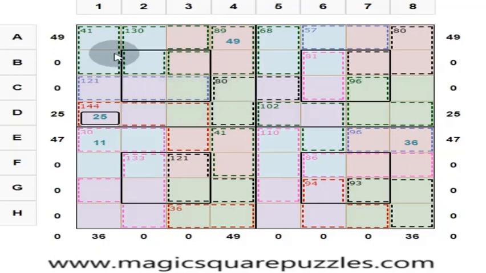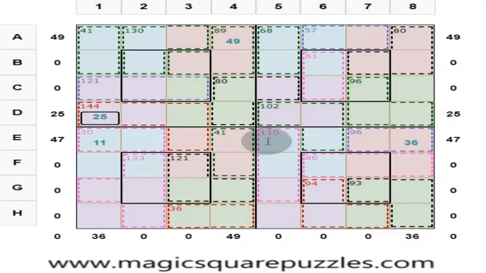Okay. This subsquare is like this. This subsquare is like this. This subsquare is like this. And this subsquare is like this. Okay. Now, to know more about the rules involved in the magic square, kindly refer to the video given above. Now we will solve this magic square puzzle.